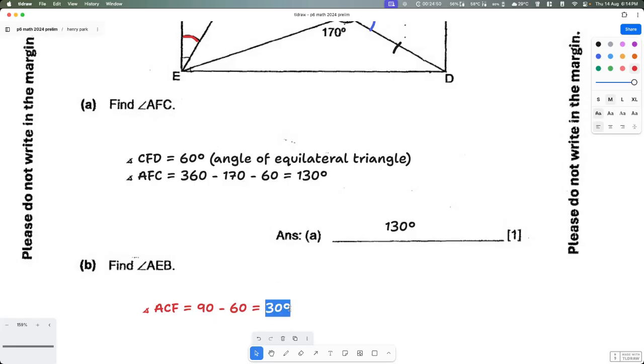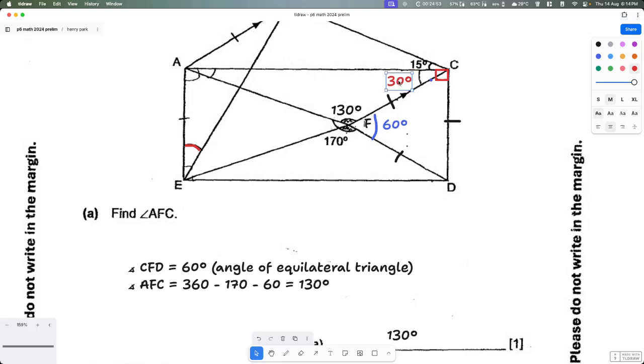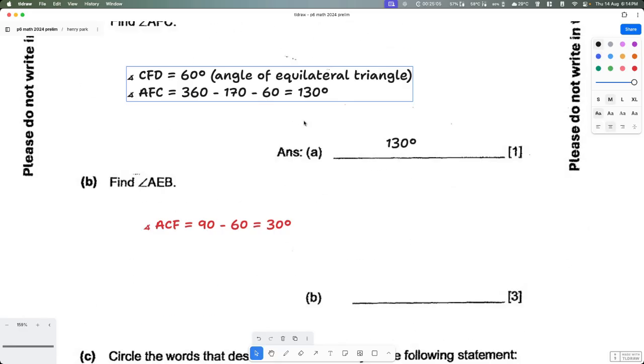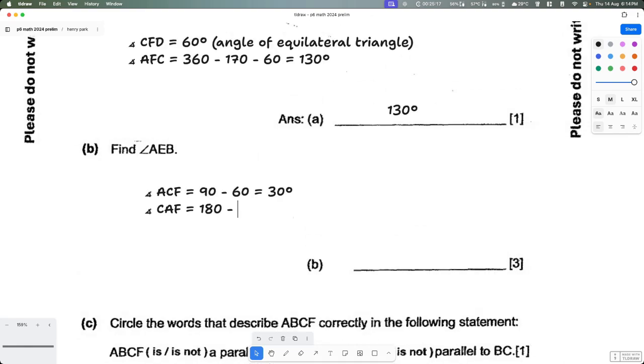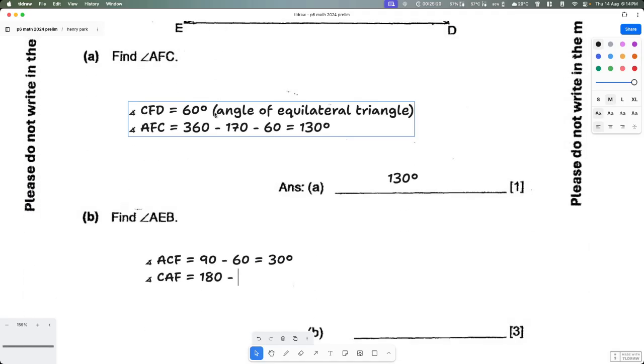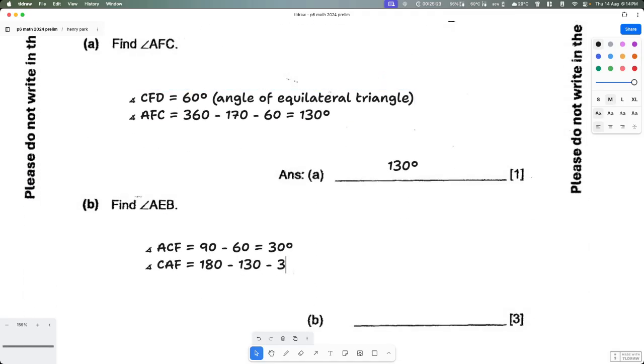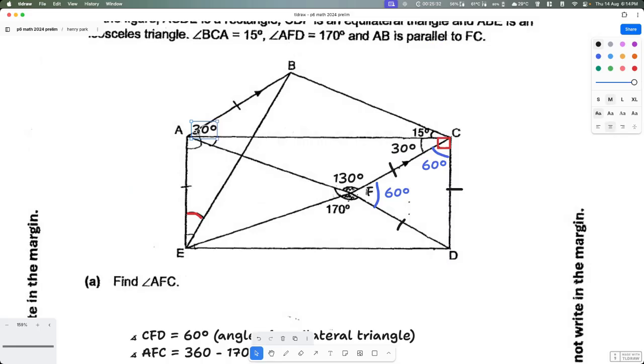So I see over here, we know that this is 30, right? I'm going to make this black, because this angle over here is also 60 degrees. Okay, that's why this is 30. So we can get CAF, right? Angle CAF is equal to 180 minus, so we have 130 minus 30 to get this angle. So 130 minus 30, which is equal to 20 degrees. So this one will be 20 degrees.